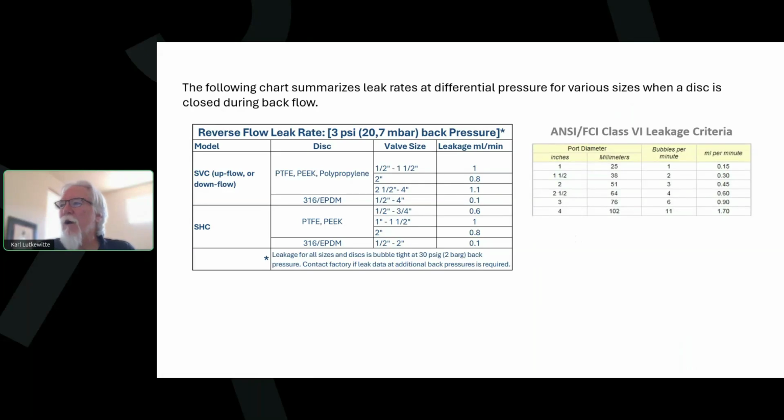Now, it's interesting that the test for Class 6 shutoff is to put a 50 psi differential across the valve. And I thought it was interesting to note that at a 3 psi back pressure differential, these are the leak rates of ours, and some of ours exceed the leak rate data at 3 psi back pressure. We know from our testing that all of these valve sizes and all of these discs will seat bubble tight, Class 6 tight, at 30 psi differential pressure. So we actually exceed the ANSI Class 6 ratings, which I thought was interesting.